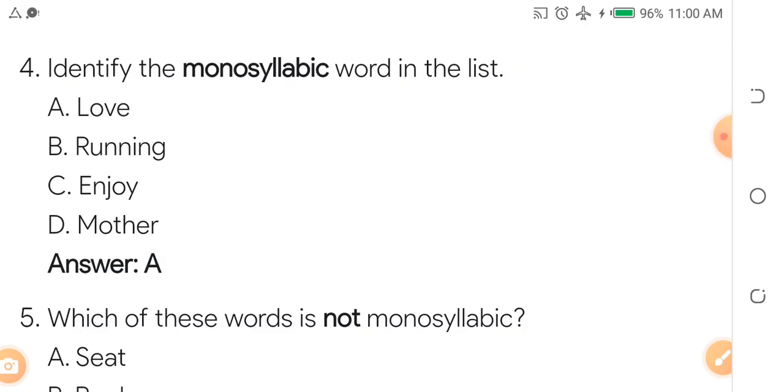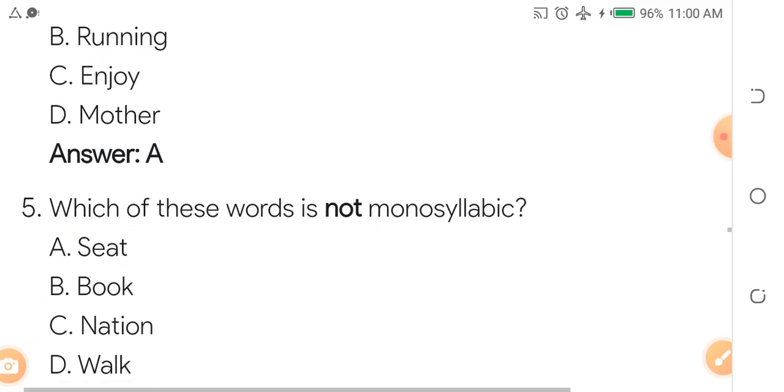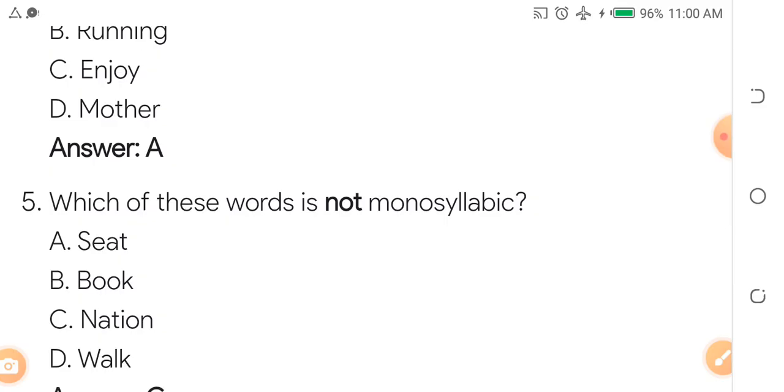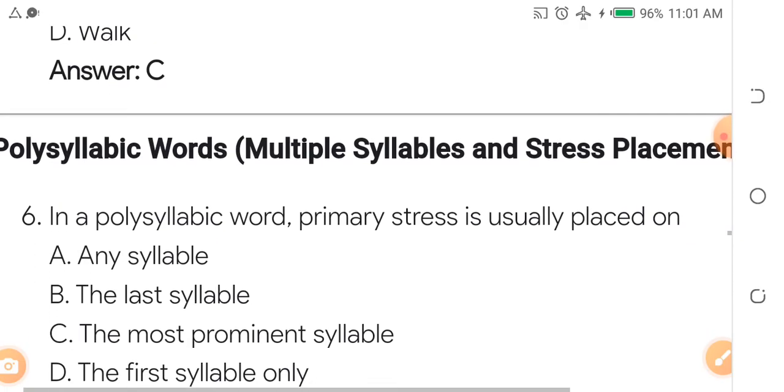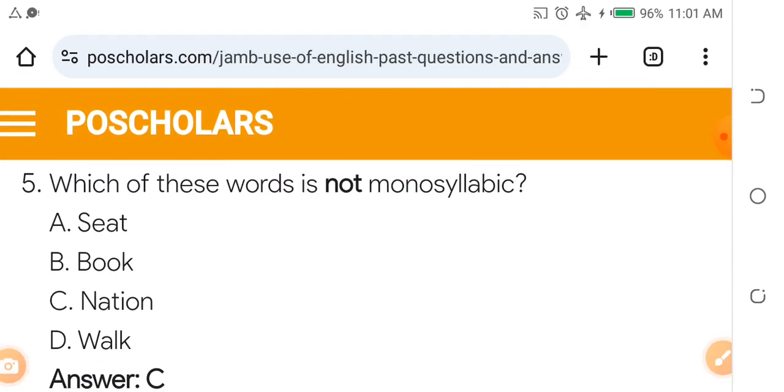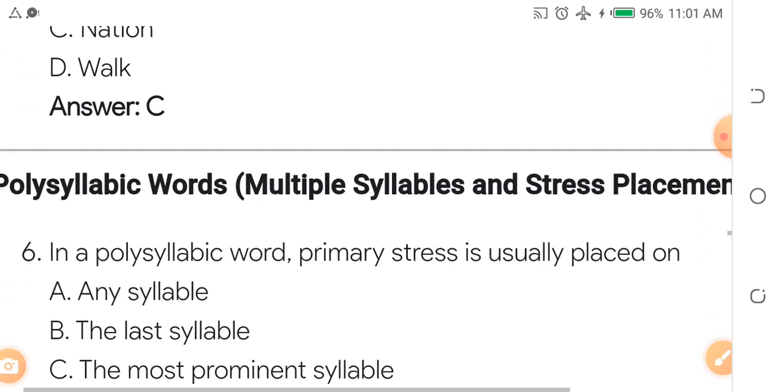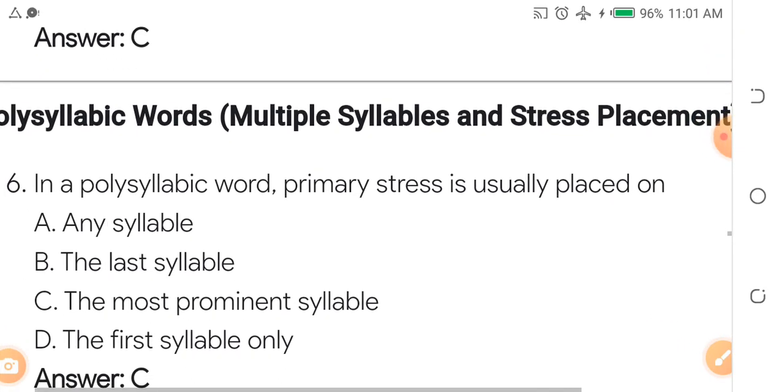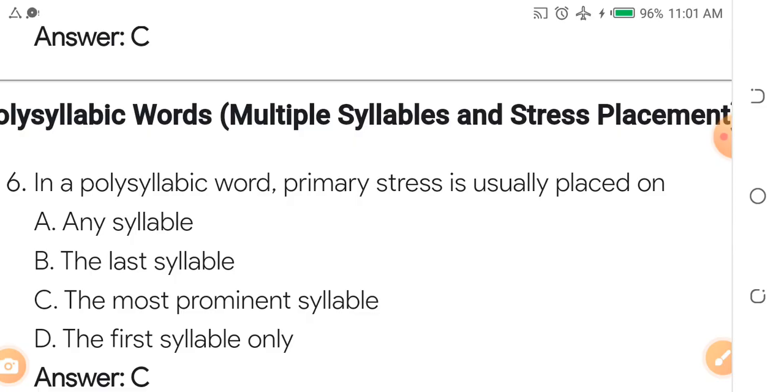Number 4, we answered. Number 5. Which of these words is not monosyllabic? A. Sit. B. Book. C. Nation. D. Work. The answer, of course, is C, nation. Sit, book, work are all one syllable, but na and shon contain two syllables.